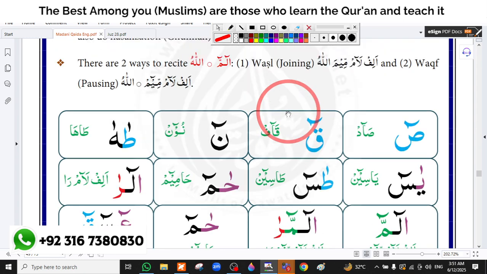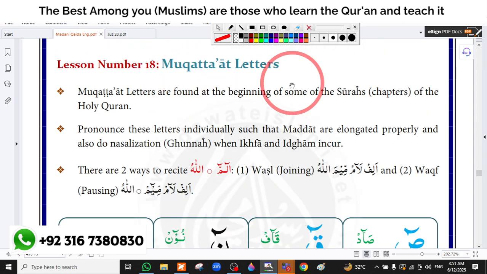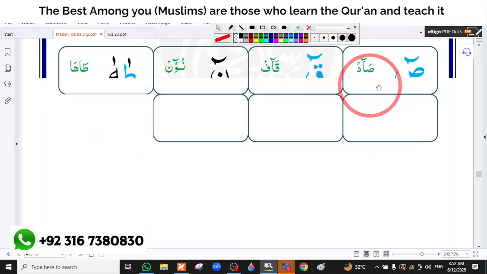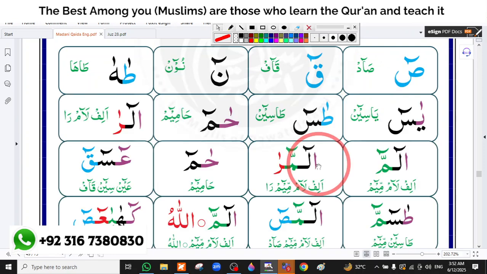It was muqatta'at letters. Yes, muqatta'at letters. Okay, so can you tell me where we find these letters in the Quran? At the start. Start of what? The start of the surahs. All the surahs or some of the surahs? Some of the surahs, okay.